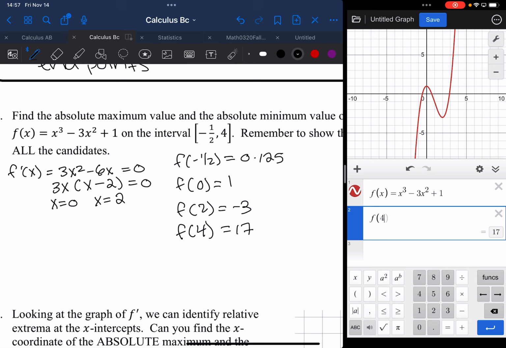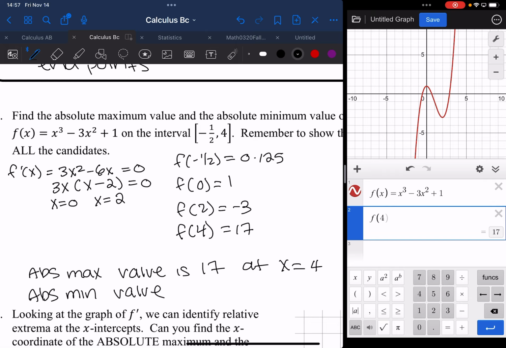So from here, we can say that the absolute max value is, which number is the highest? Of 17, right? So we say the absolute maximum value is 17 at x equals 4. Okay, what about the absolute minimum? It is -3 at x equals 2. And those would be our answers. Okay, which means I no longer need Desmos anymore.